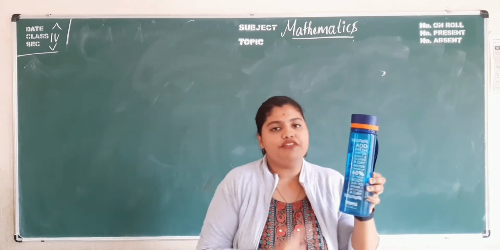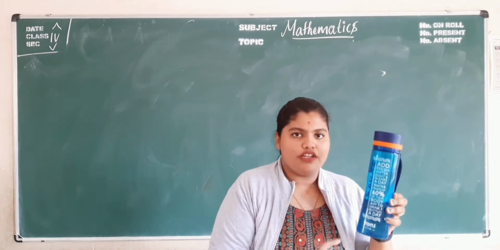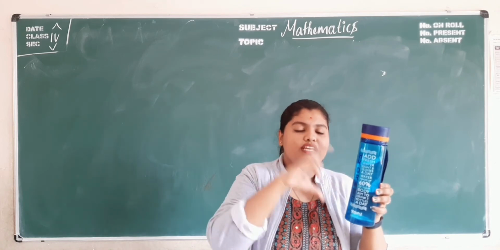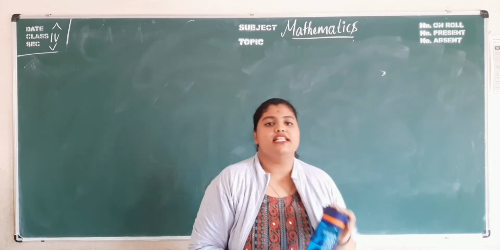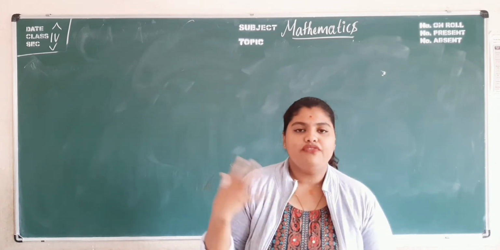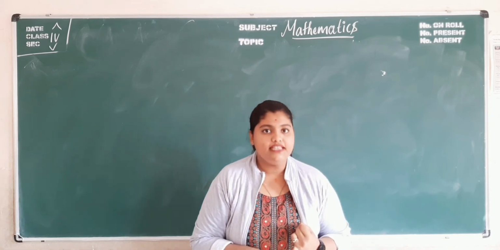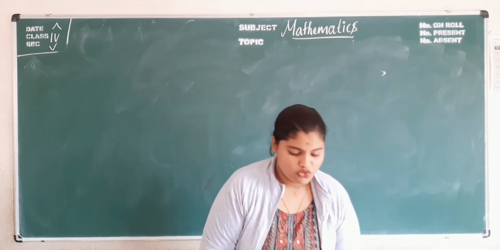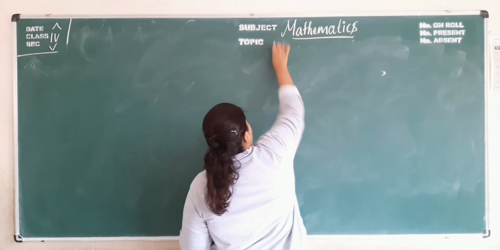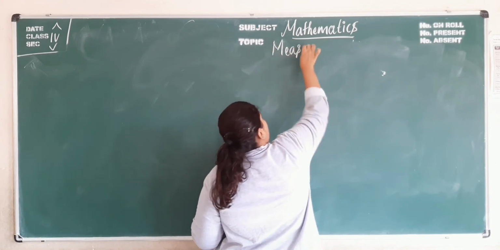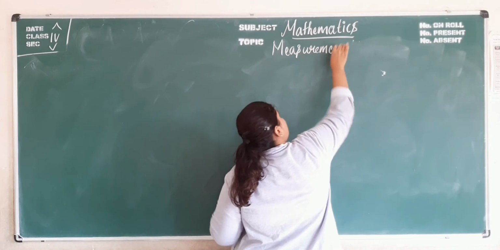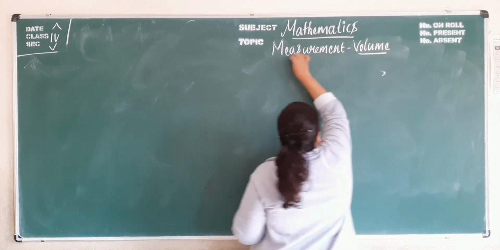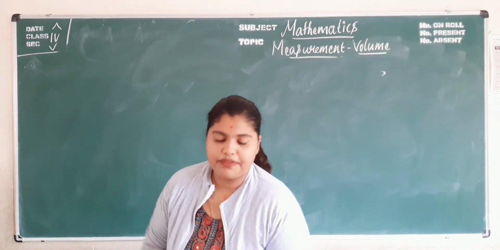So which is the liquid which is present inside this bottle? Yes, water. What is the quantity of water which is present here? The quantity of liquid present in the container is nothing but volume. So after a few measurements, you have learned length, you have learned weight. So the next measurement is, yes, volume. So your next chapter is measurement, volume.